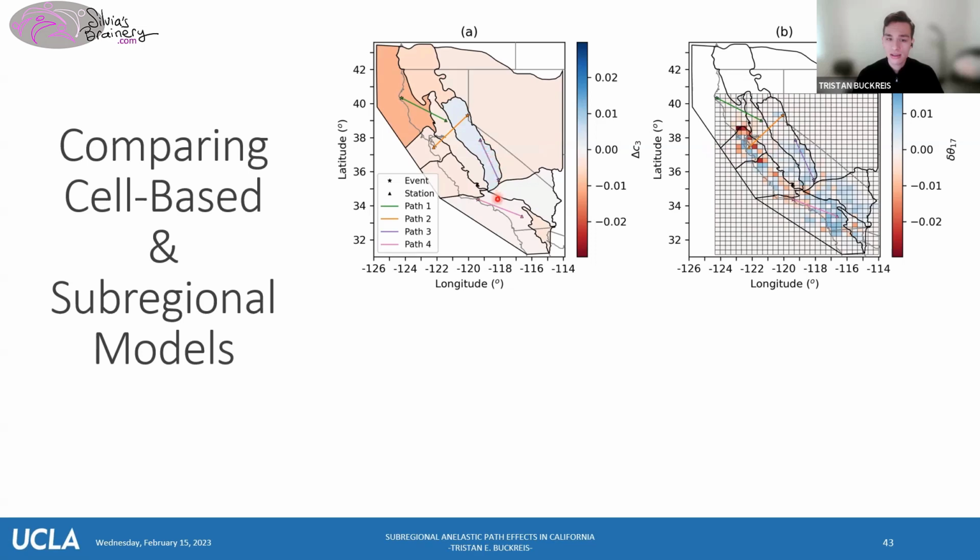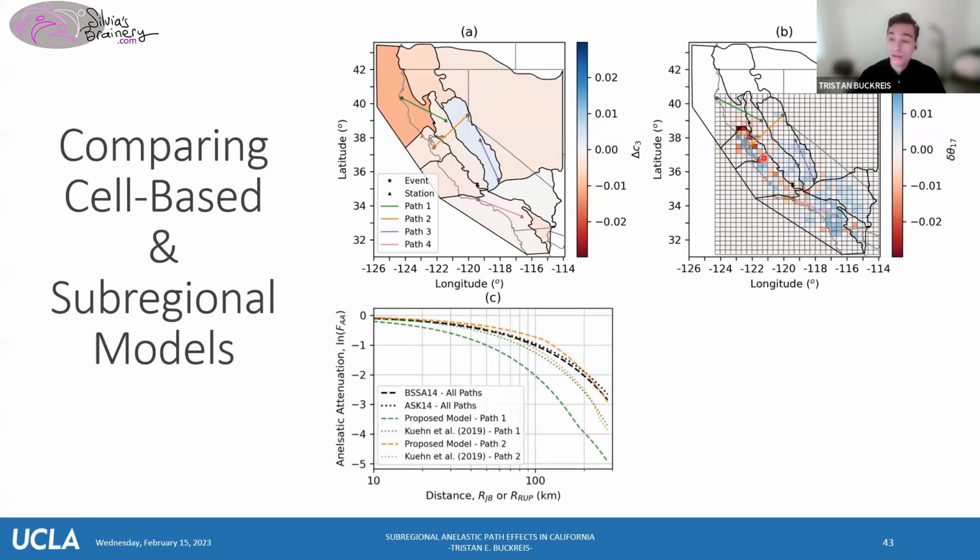Path 3 travels entirely through the Sierra Nevada subprovince that we have, in a region where Kuhn et al. had a lot of data. And path 4, which is in the pink, travels entirely in what we call South Coast, which is Southern California, where Kuhn et al. also had a significant amount of data. So if we first just look at the paths where Kuhn et al. didn't have data, which are paths 1 and 2, the black lines are the base ground motion models.